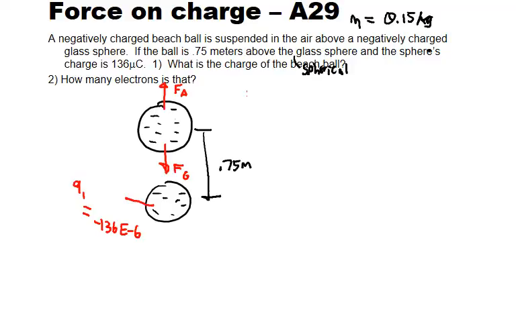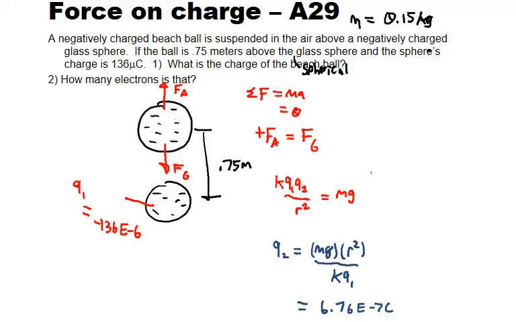Okay, so the force of the charge on one due to the other is there. We have the force of gravity, so those should counteract each other. The 136 microcoulombs we'll convert to coulombs. The Coulomb's force, the electrostatic force, should counteract the weight. So when we work that out, the charge that we need to be able to make this happen is 6.76 times 10 to the negative 7th coulombs.